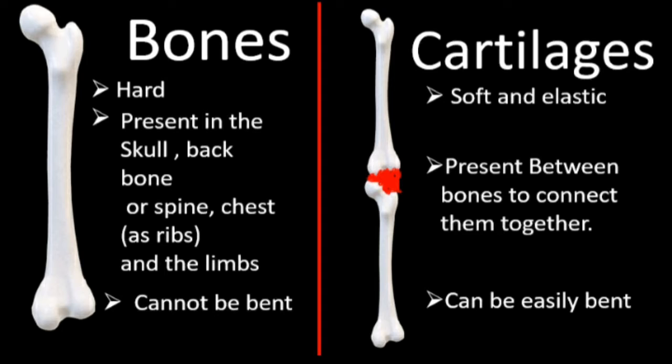The second one is cartilages. You can see there are 2 bones and there is a red colored substance between them. I have marked it with red. These are called cartilages. These are soft and elastic. They are present between bones to connect them together and they can be easily bent.